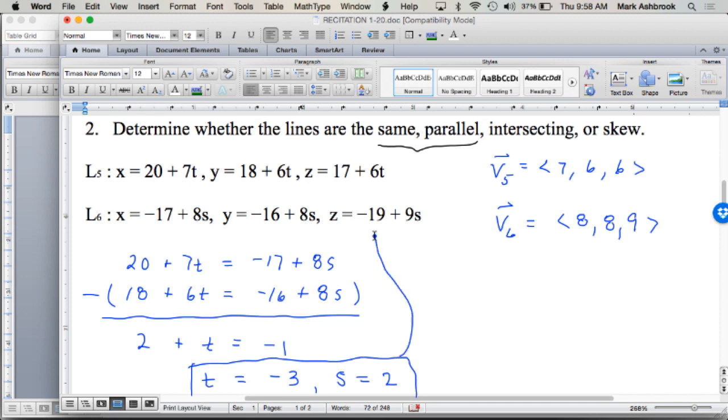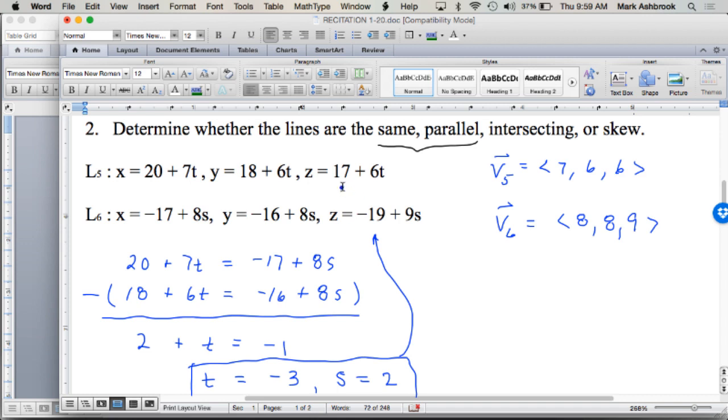So if they do give me the same Z, conclusion? If they don't give me the same Z, then we've got skew lines. You see that? If they don't give me the same Z, then there's no S and T that will give me the same ordered triple. If they do give me the same Z, then I do have that. And so what's the conclusion?